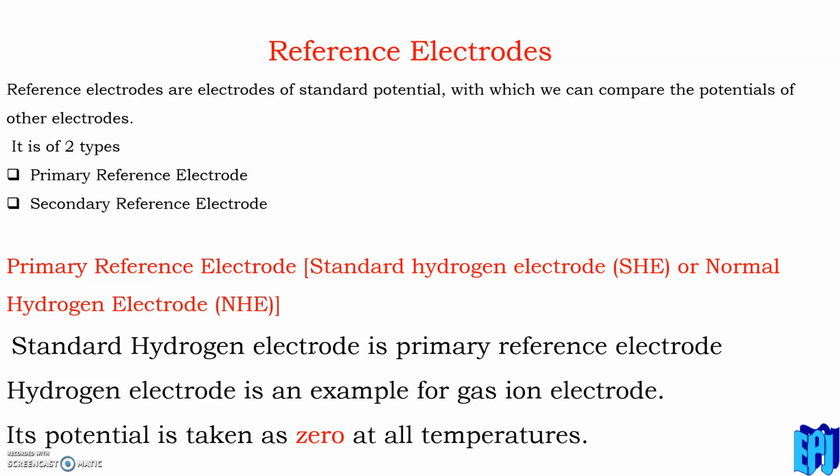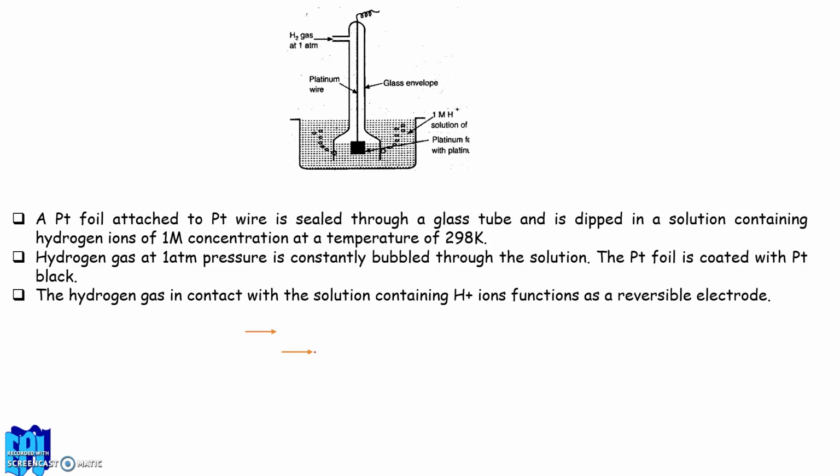We know that there are mainly four types of electrodes: the metal ion electrodes, the metal sparingly soluble salt electrodes, the third one, the famous one, the gas ion electrode, and the fourth one, the redox electrode. Among these, the hydrogen electrode is a gas ion electrode, in which a gas is bubbled through a solution containing ions reversible to the gas. This is the figure of the standard hydrogen electrode.